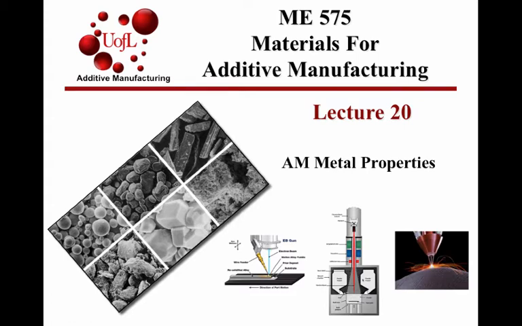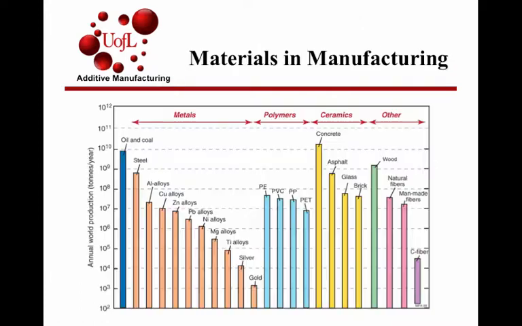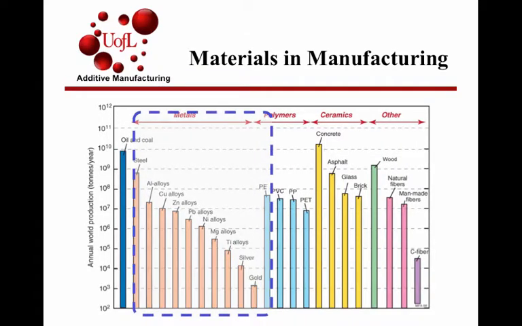Welcome to Lecture 20. This is part of Module 3, the second in the series, focusing on metals used in additive manufacturing. In this lecture, we shall begin from that map that we saw, different kinds of metals that are used in all of manufacturing, and prioritize those that are specifically used for fabrication of components by 3D printing.